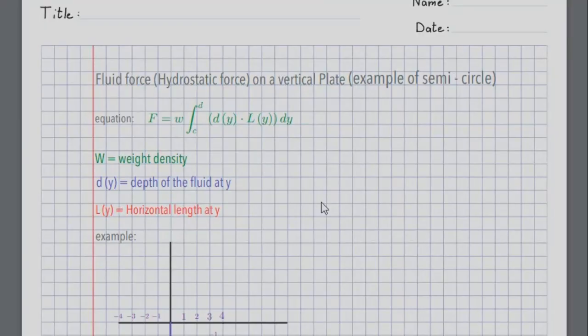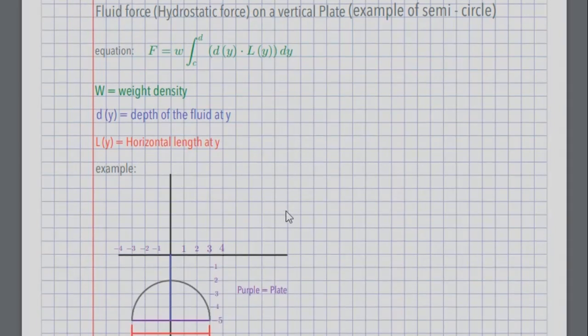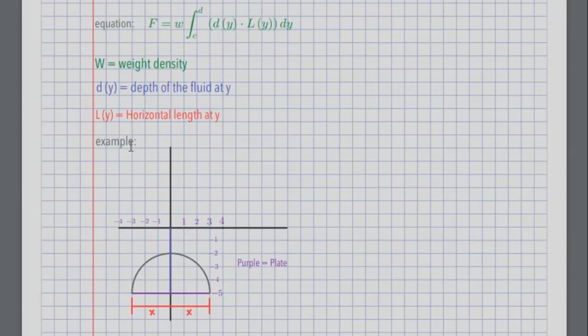All right, so we have fluid force, also known as hydrostatic force, on a vertical plate. It is an example of a semicircle. Here's the equation. It's going to be F equals W, integral from c to d, of d(y) times L(y) with respect to y. W is going to be weight density, d(y) is going to be depth of the fluid at y, and L(y) is going to be horizontal length at y.